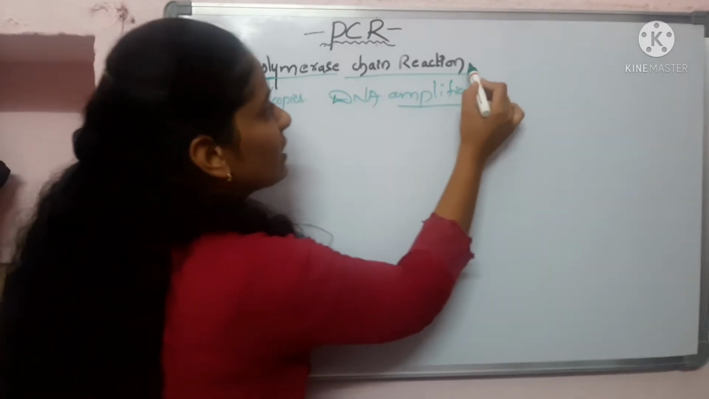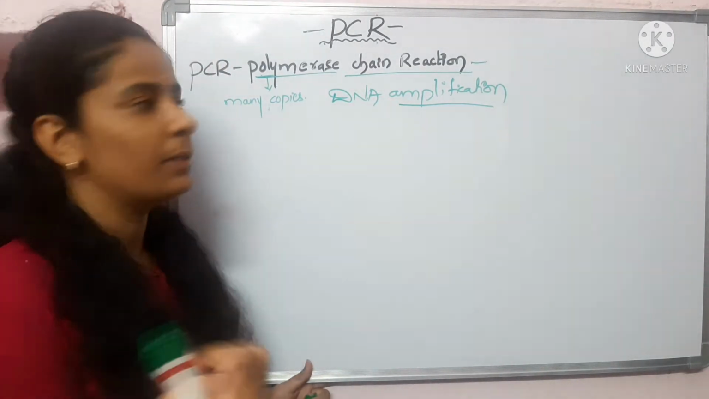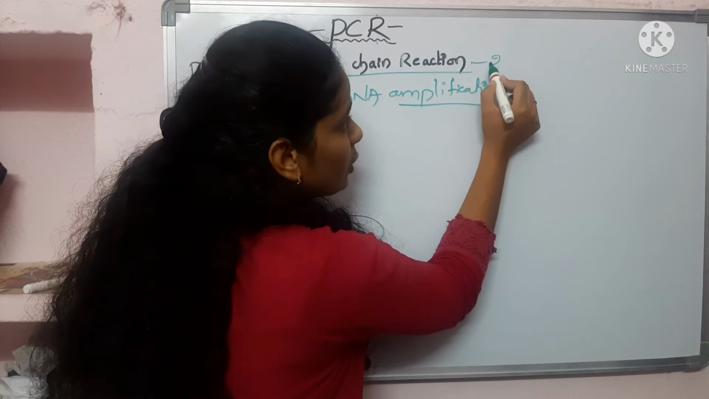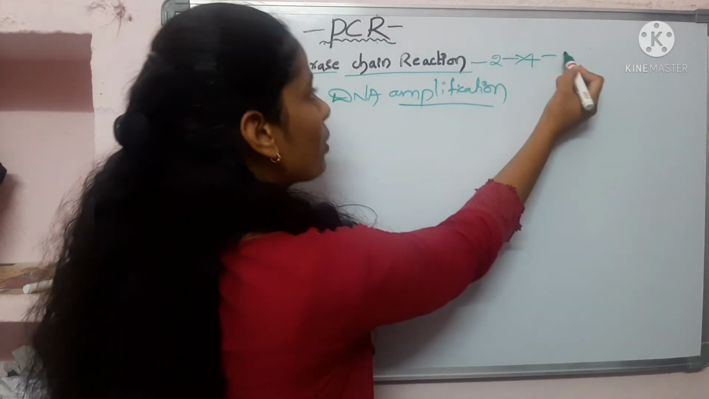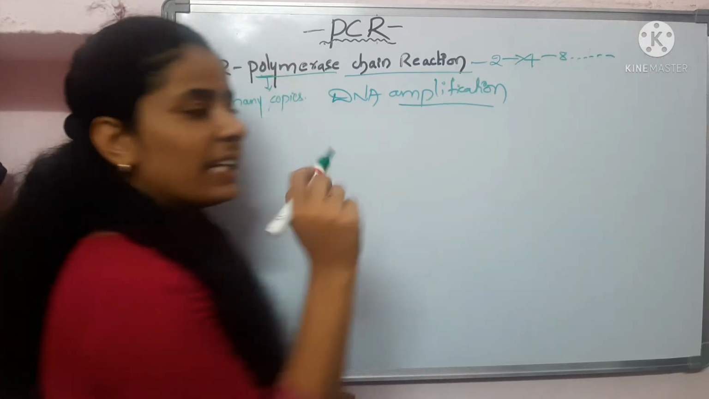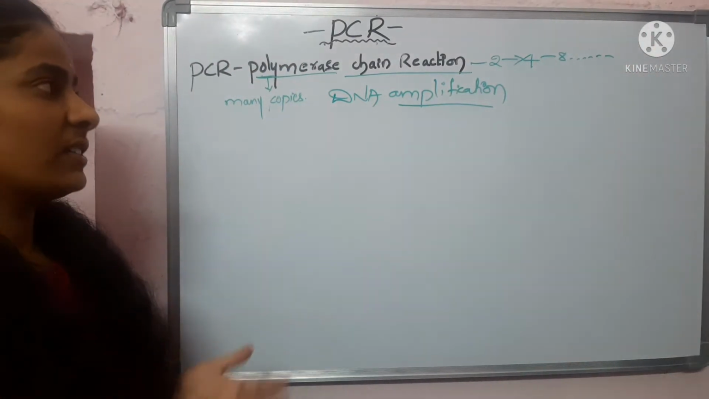So chain reaction is nothing but, we all know DNA is a double stranded molecule. So from these two strands we are getting 4, from 4 to 8. Like this the chain reaction forms, so it is called polymerase chain reaction.